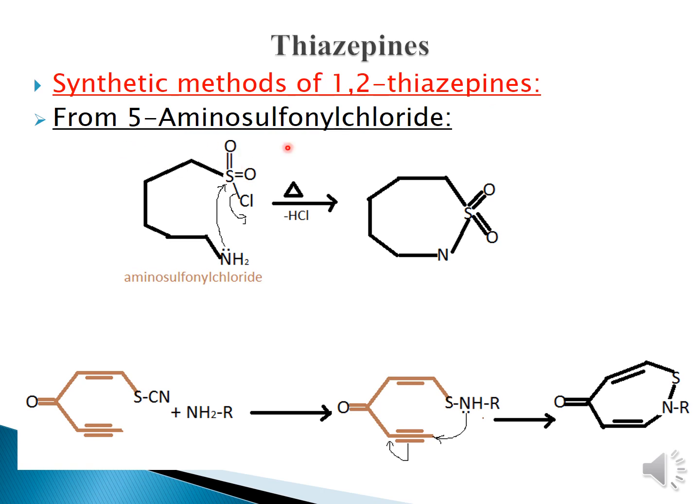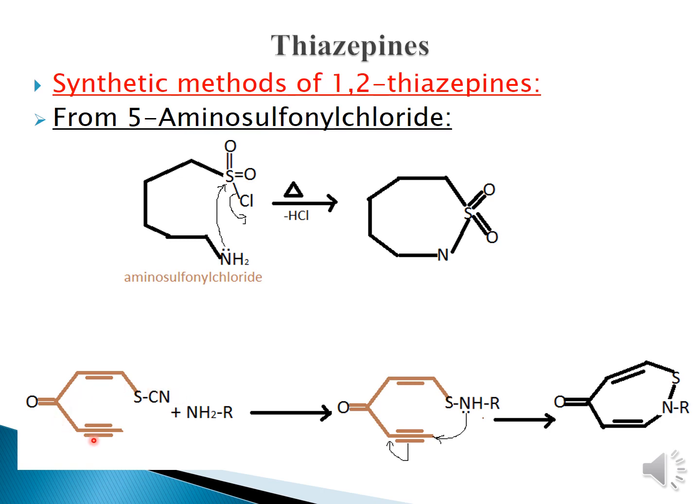So from 5-amino sulfonyl chloride, how do you synthesize this? The amino group, which has a lone pair of electrons on the nitrogen atom, will attack the sulfur atom of the sulfonyl group. Once it attacks, there is a cleavage of the HCl moiety, and after the cleavage of HCl there is a formation of your thiazepine. The thiazepine will be this one, because inside, if you see, it is a saturated compound.